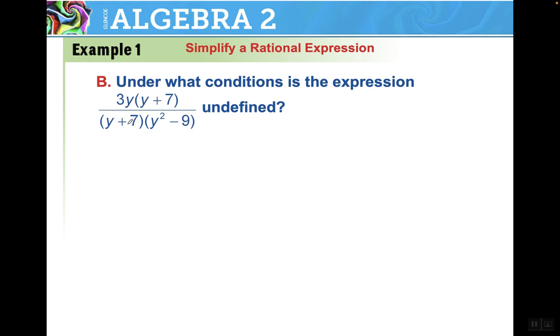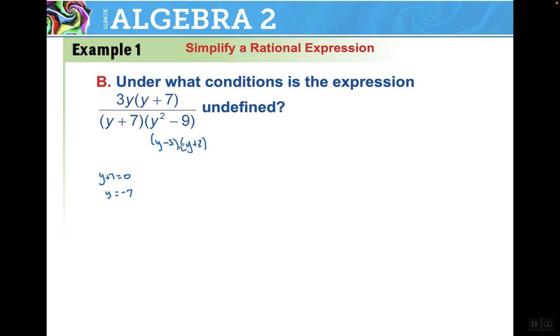So this is one factor, the y plus 7. We'll set that equal to 0. And then we will subtract 7 and we get y equals -7. So at -7, this expression is undefined. Now this y squared minus 9, that's a difference of squares. So I would actually want to go y minus 3 times y plus 3.